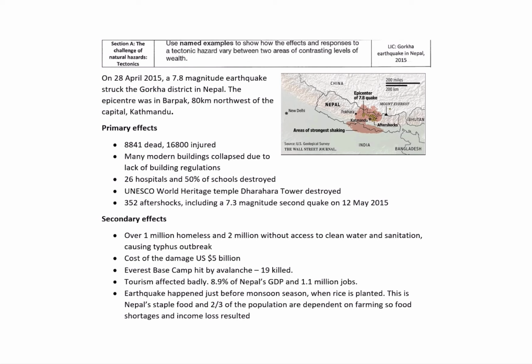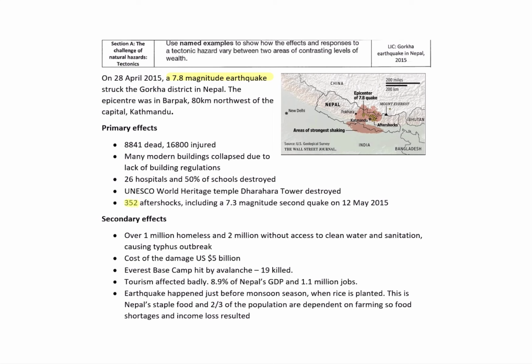So the case study we've done of an earthquake in a low-income country would be the earthquake in Nepal back in 2015. This is a 7.8 magnitude earthquake, so it's pretty significant. This one is the one that had quite a few large effects. So you've got 8,841 people that have died. You've got 50% of schools completely destroyed.